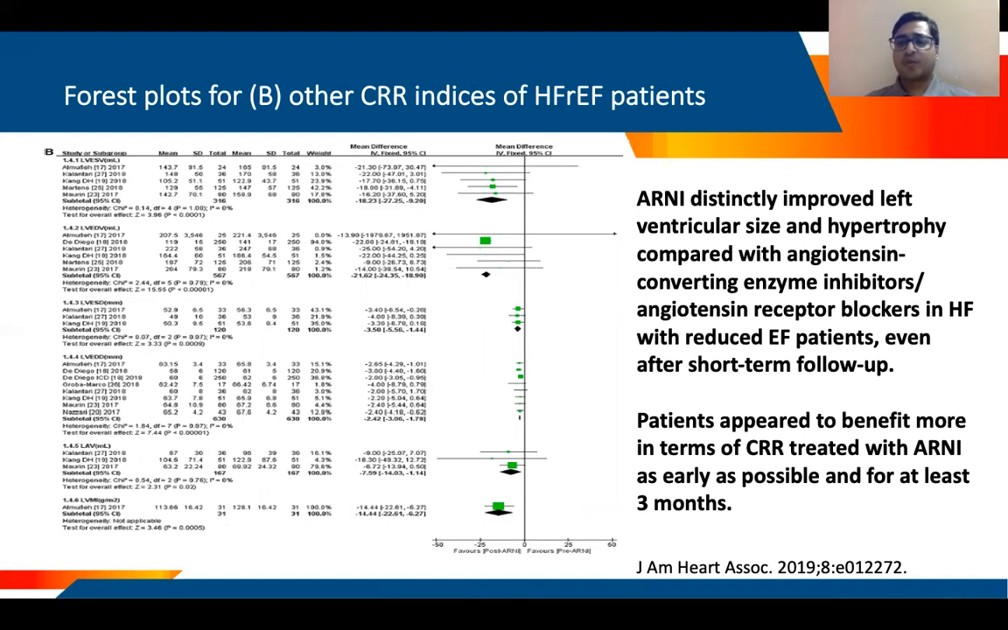Patients appear to benefit more in terms of cardiac reverse remodeling when treated with ARNI as early as possible and for at least 3 months. So ARNI should be on each and every prescription in patients who are suffering from heart failure with reduced ejection fraction unless and until a specific contraindication exists.